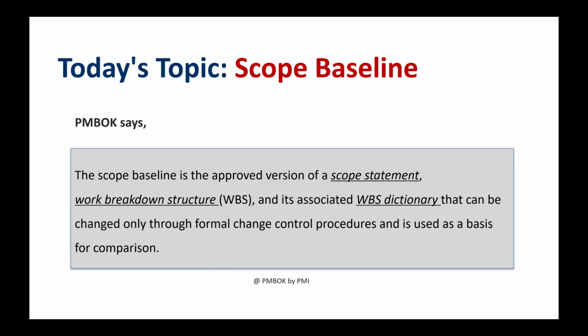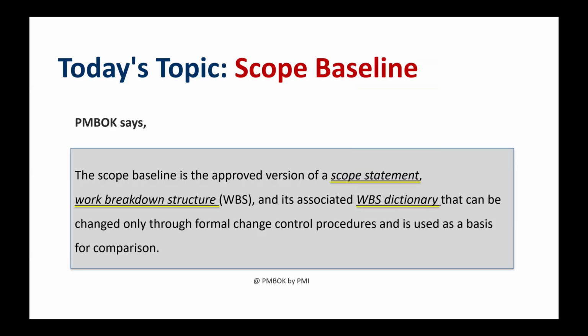The scope baseline is composed of three key documents. First, the scope statement. This document clearly states not only what must be done, but also what will not be done. According to PMBOK, it includes project scope, major deliverables, and exclusions. Second, the work breakdown structure. This is a hierarchical structure that breaks down the work into smaller, manageable tasks.